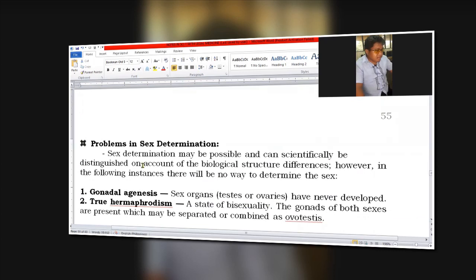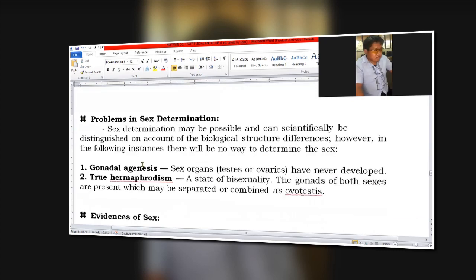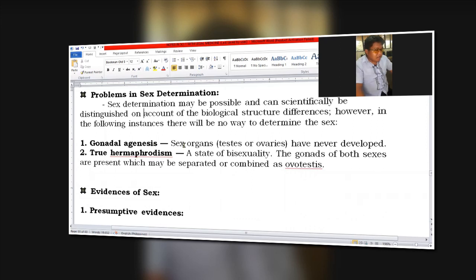Alright? Problems in sex determination. Yan. Problema. Hindi mo alam kung ano ba talagang totoo, lalaki ba o babae, because of these abnormalities. Example, for a person that sex organs like testes or ovaries have never developed. Yan. That is called gonadal agenesis. So, mahirapan ka kung babae o lalaki yan. Ito namang isa is true hermaphrodism, a state of bisexuality. The gonads of both sexes are present, which may be separated or combined as ovotestis.